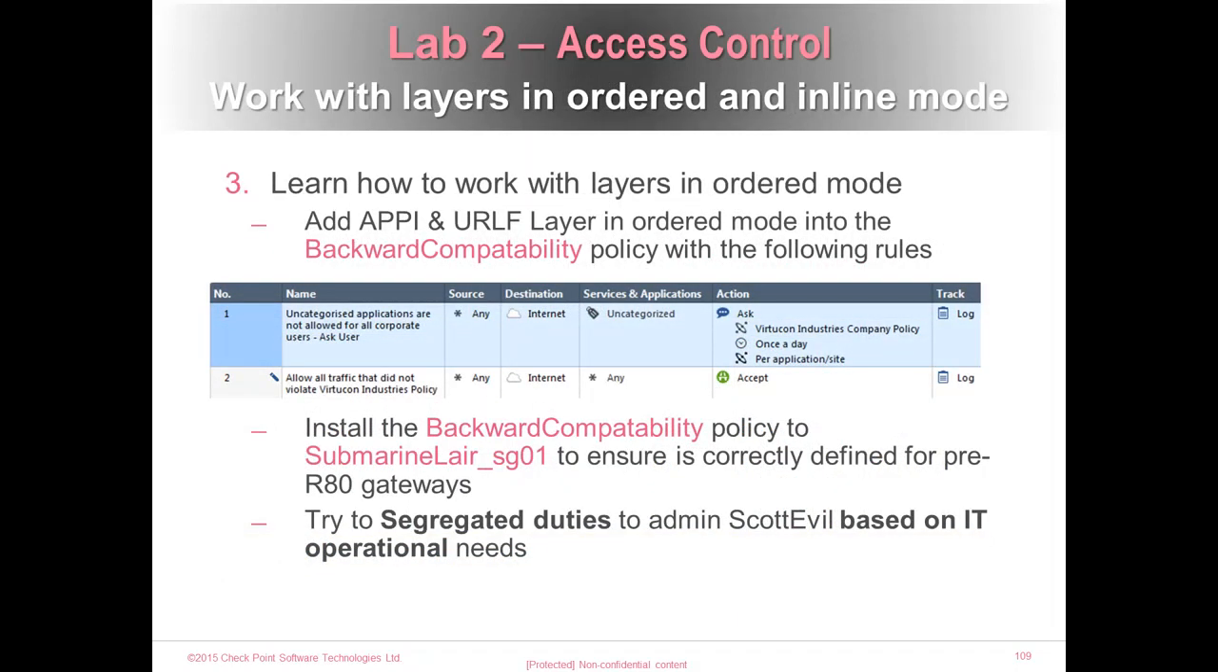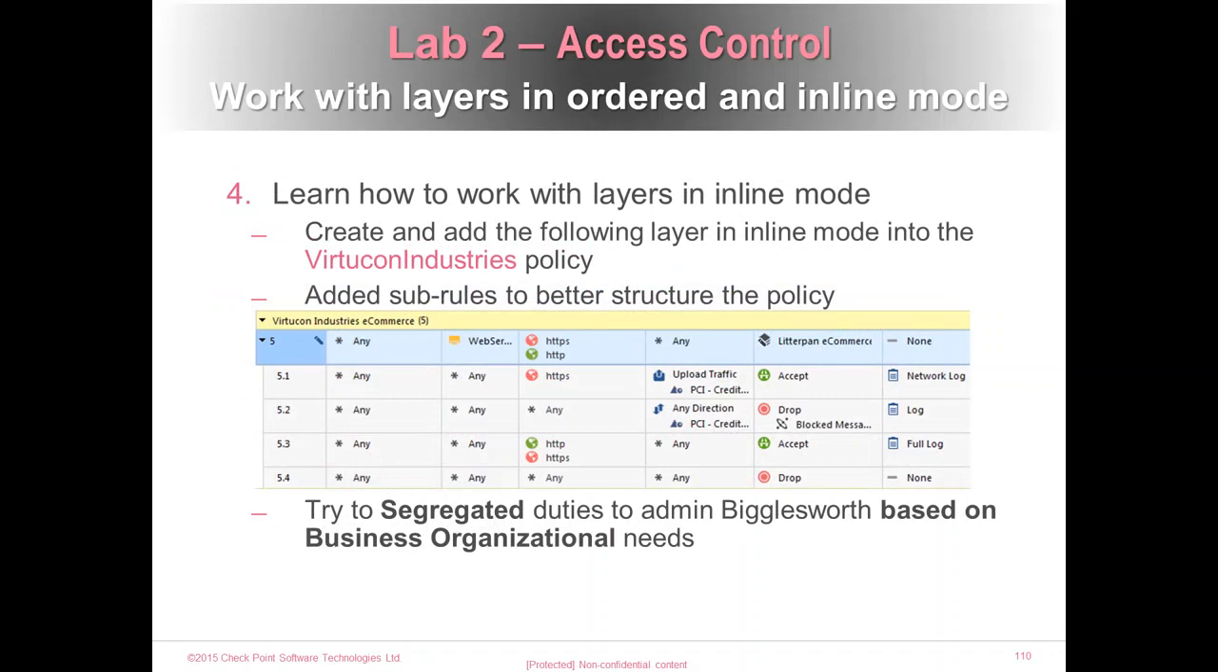While we're going to continue working with layers, in the third section, we're going to learn how to work with layers in ordered mode and add application control and URL filtering in ordered mode into the backward compatibility policy we created in the first section. We're going to install this backward compatibility policy towards our R77.30 gateway. In the fourth section, we're going to work with layers in inline mode, and we're going to add a new layer that is focusing on the LittlePan e-commerce data center rules and add that layer into the Verticon Industries policy.